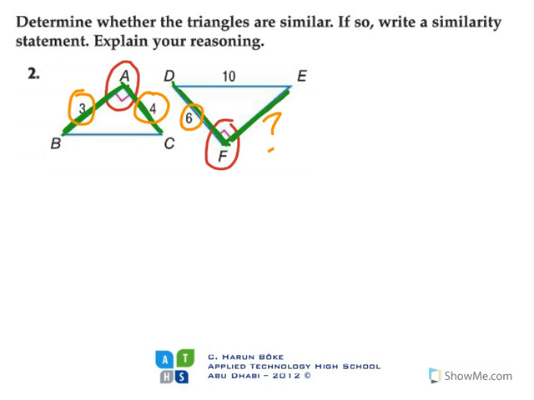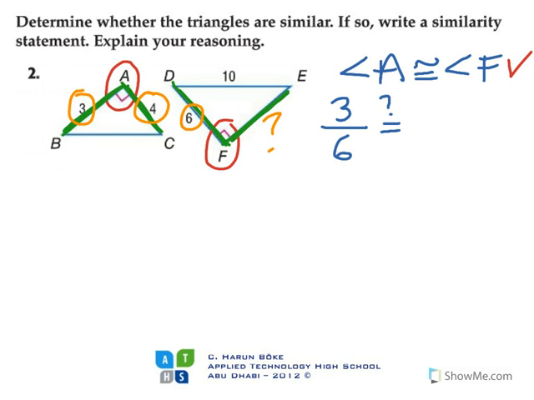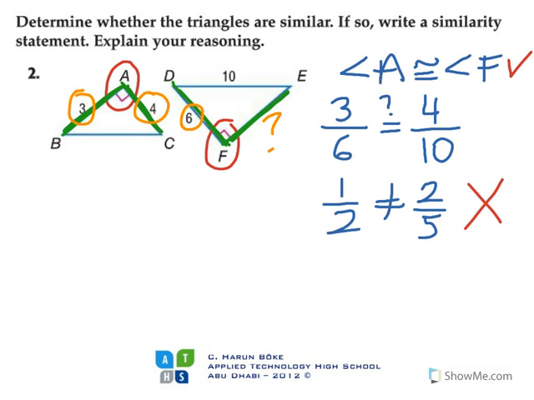So this is a tricky question, because you may easily write the angle A is congruent to the angle F, which is correct, and then you can write 3 over 6 is equal to, of course we don't know yet, 4 over 10. Then when you simplify these, you will get 1 over 2 here, you will get 2 over 5 here, and you will say, oh no, they are not equal, so this is not satisfied, hence they are not similar. That's what you're going to say.